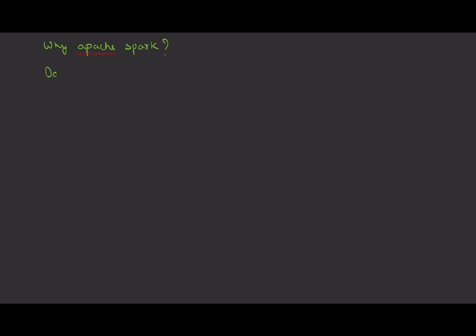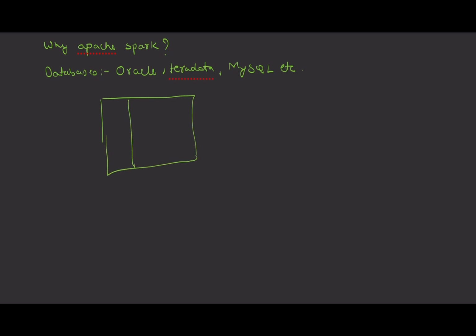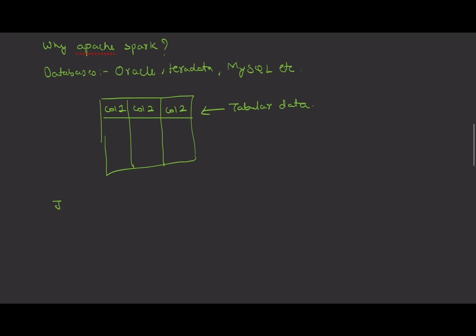In the earlier days, we used to have databases like Oracle, Teradata, MySQL, etc. And these databases are used to store only structured data, which is in a tabular format. Here is an example of it. But after the internet, we started getting semi-structured and unstructured data in the form of JSON, YAML, videos, photos, etc. But these traditional tabular databases weren't capable of storing all these things.